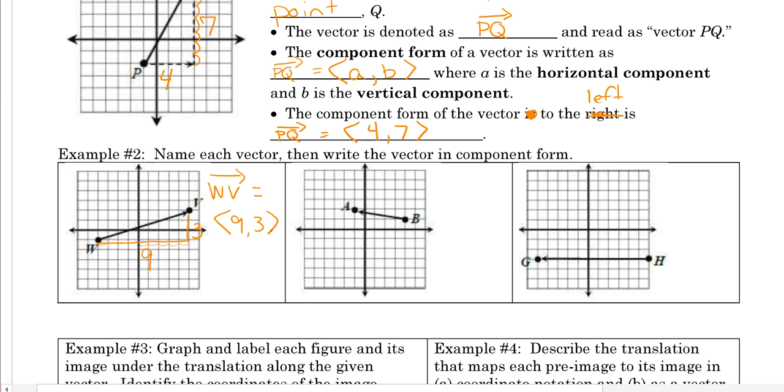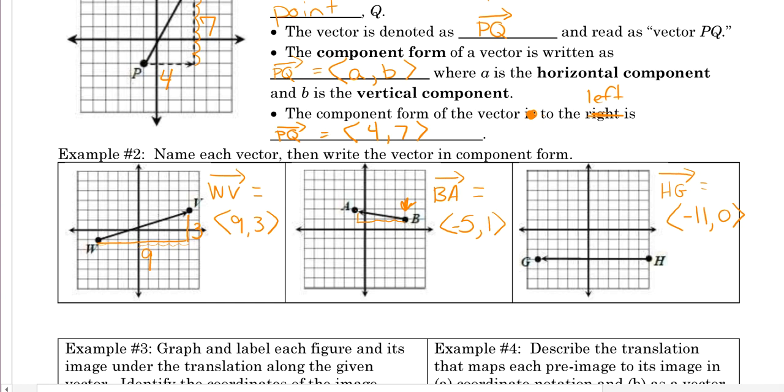Okay, go ahead and try the next 2 parts of this example, and we will come back and compare answers. So pause your video right now. Okay, so looking at our last 2 pieces of this example, the middle example, notice that it's vector BA. I can tell that because the initial point is at B, and then the arrow that is drawn is pointing to A, which makes A our terminal point.